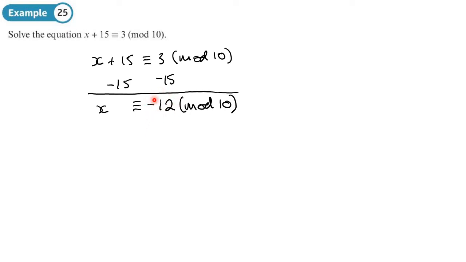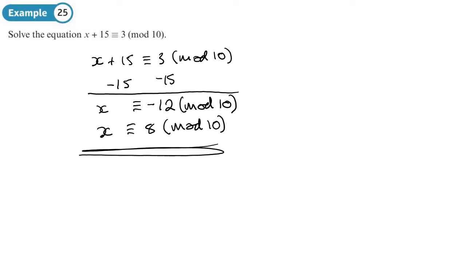This is not a least residue because it's negative. They must be positive. So if I add multiples of 10, so if I add 10 to that, I get negative 2, which is still negative. Add another 10 to it, and I get 8. So x is congruent to 8 in mod 10, so that will be the solution to this equation.